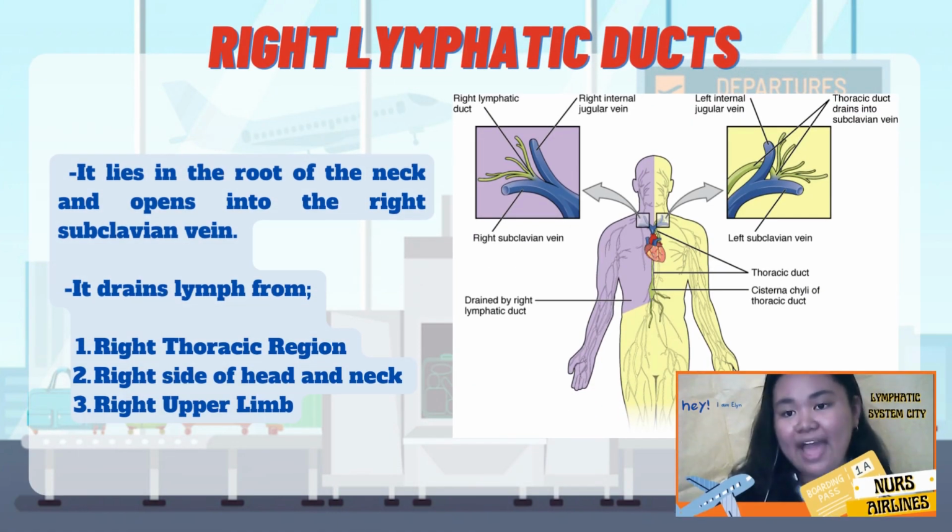On the other hand, the right lymphatic duct drains into the right subclavian vein. It drains the lymph from the right thoracic region, right side of the neck and head, and lastly the right upper limb.